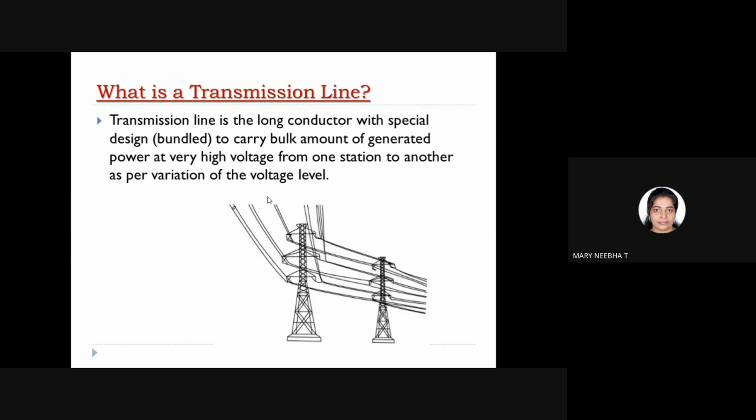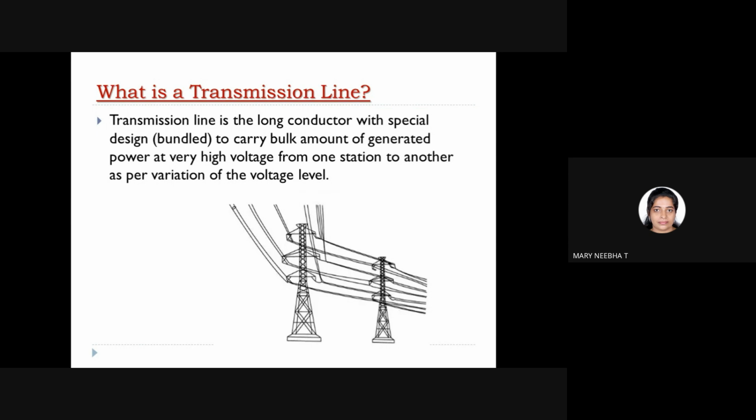Hello students, in this video lecture we are going to see what a transmission line is, how it is related to its distributed network, and why it is called a distributed network. A transmission line is a long conductor with a special design, or you can have any design.